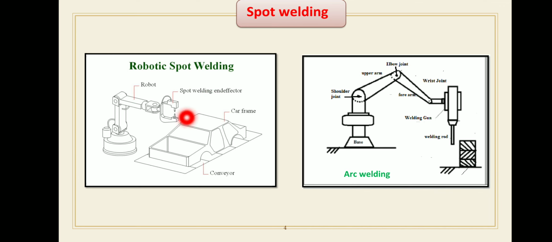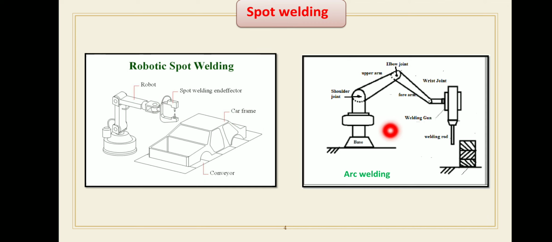So these are the two diagrams showing exactly the application of an industrial robot or manipulator for the welding process, spot welding operation and arc welding operation. So you can easily perform the spot welding operation as well as the arc welding operation by using an industrial robot. You can directly fit the spot welding gun or spot welding end effector to the last joint of the industrial robot and perform the spot welding operation.